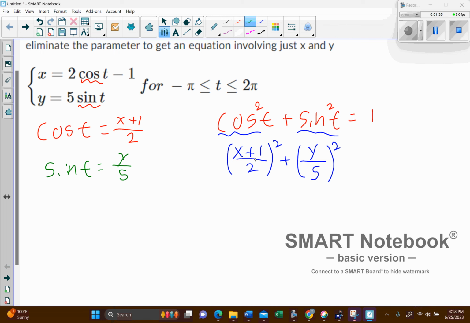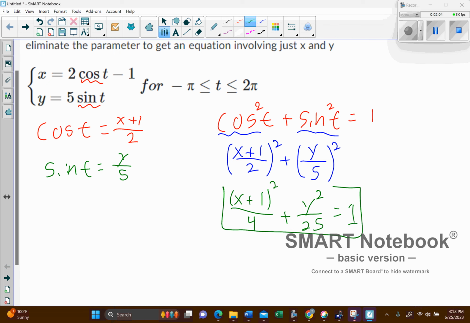And so squaring my numerator on the first one, I'm just going to leave it as an x plus 1 because that's kind of our format for that. And then the denominator 2 squared would be 4. Sorry, that's a little messy. My pen is a little difficult to write with. There we go, a little bit nicer. And then plus y squared over 25 equals 1.